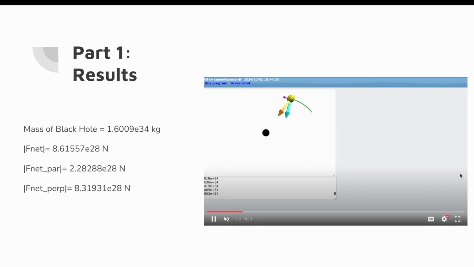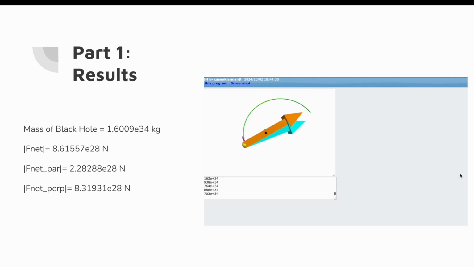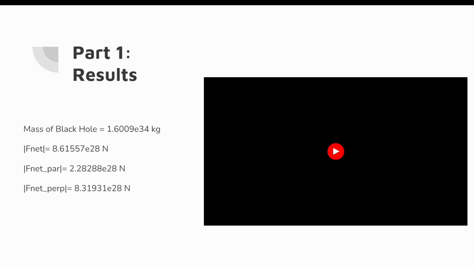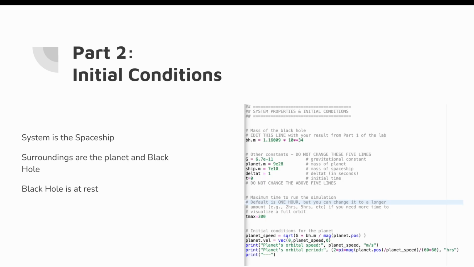We found the mass of the black hole to be 1.6 times 10 to the 34th kilograms, with F net being 8.61 times 10 to the 28th newtons, the parallel component being 2.28 times 10 to the 28th newtons, and the perpendicular component being 8.32 times 10 to the 28th newtons.